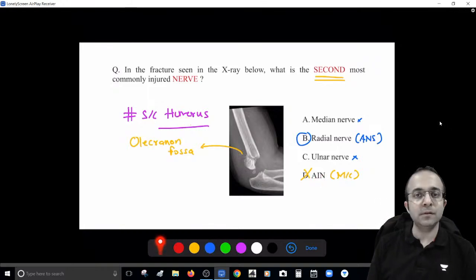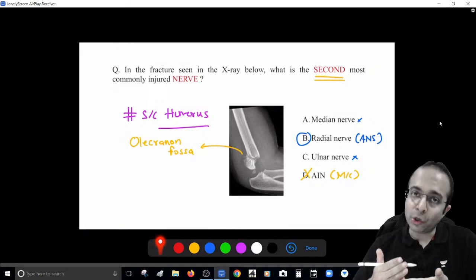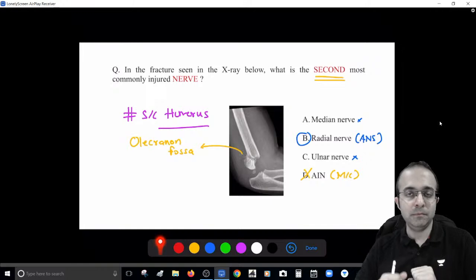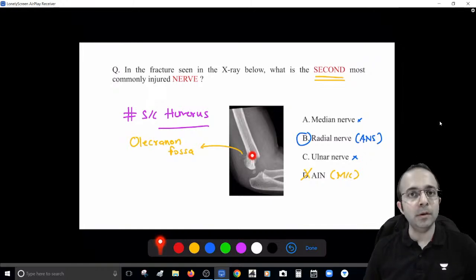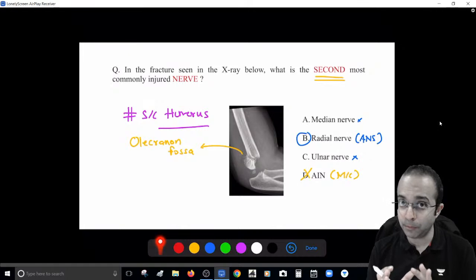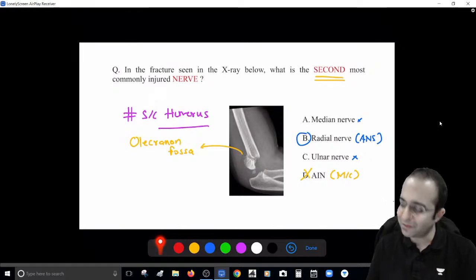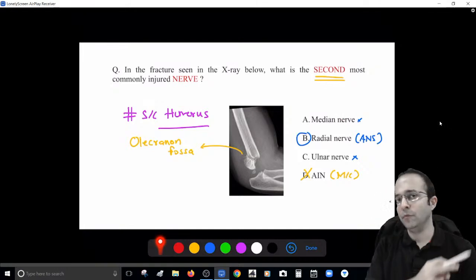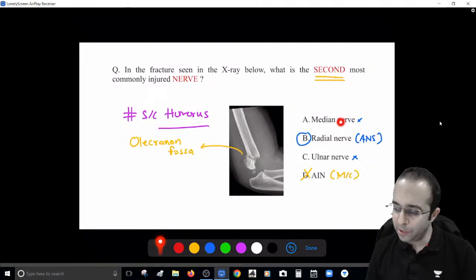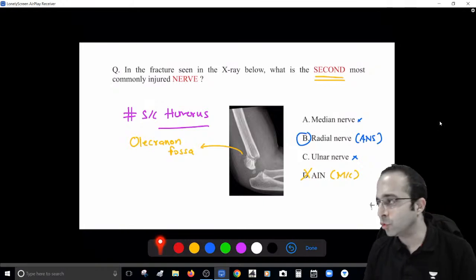fracture. See, I have been repeatedly pointing out to you that there is no anterior interosseous nerve in the arm, and this is a fracture in the arm, humerus, supracondylar humerus. So how is AIN getting involved? Once you understand that, you will understand the second commonest nerve involved is going to be the radial nerve, and that median nerve would hardly be involved. Had median nerve been involved, AIN would not have been involved. I will just show you how.